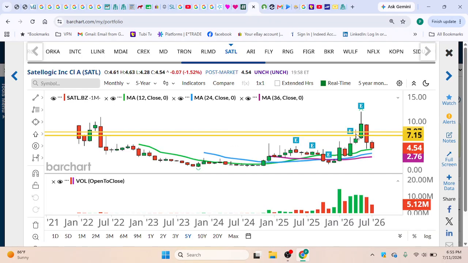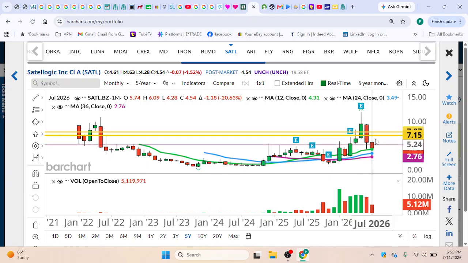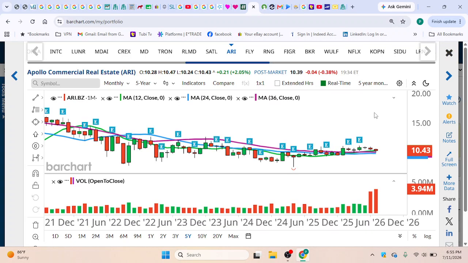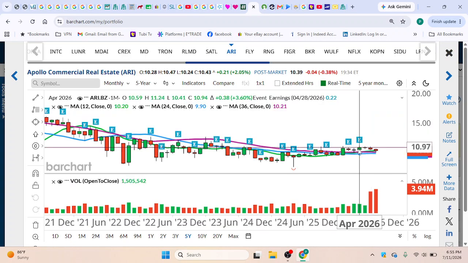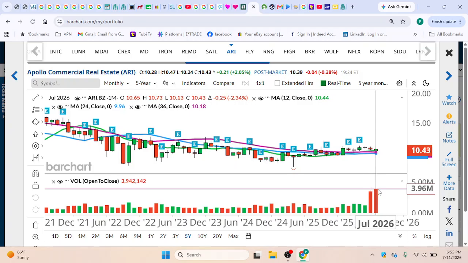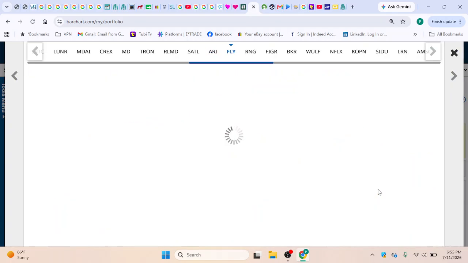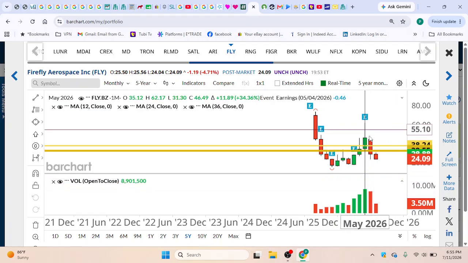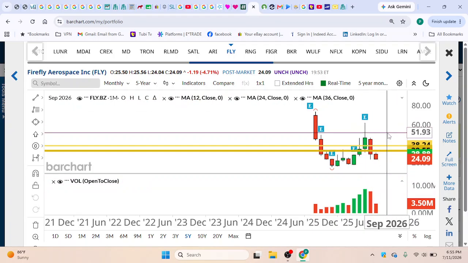Satellogic, that's a space stock, sold off. Another one sold off hard after the SpaceX IPO. Apollo Real Estate looked good here. Then it sold off, so that tells me that needs time to cook. Look at that volume too, coming in. So people are just not holding on to that. Firefly, another aerospace stock that sold off hard here after the SpaceX IPO, so that needs more time to cook.